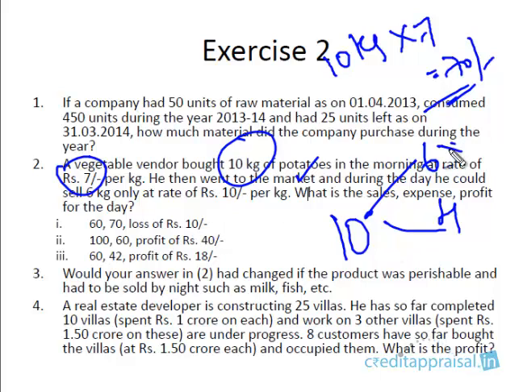So he sold the 6 at the rate of 10 per kg. See, he bought at the rate of 7 per kg, but he sold at the rate of 10 per kg. So what is the sales? What is the expense?